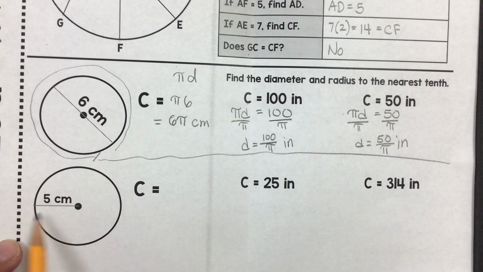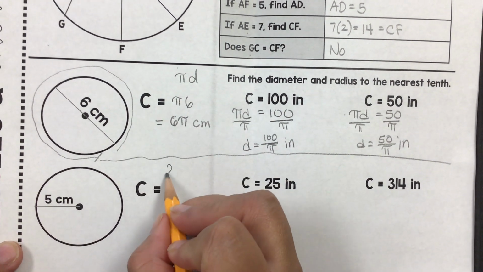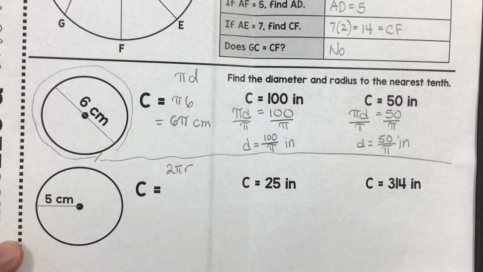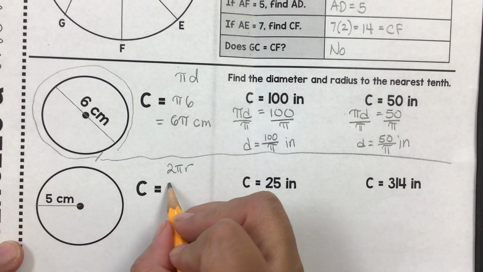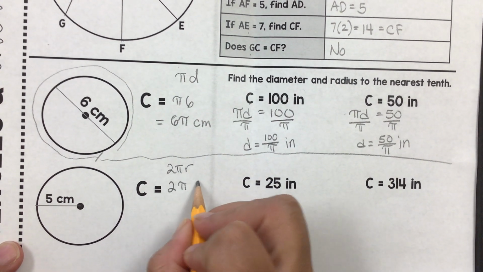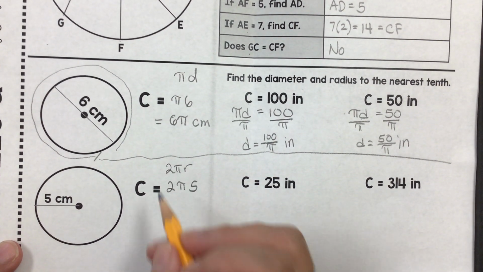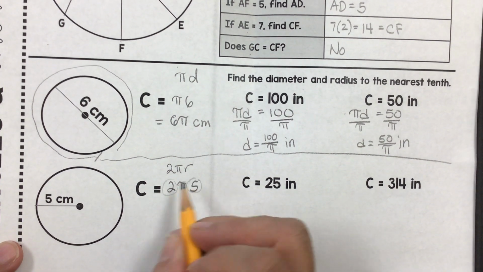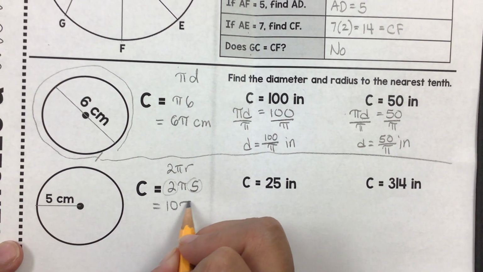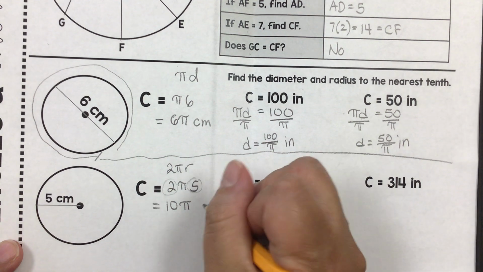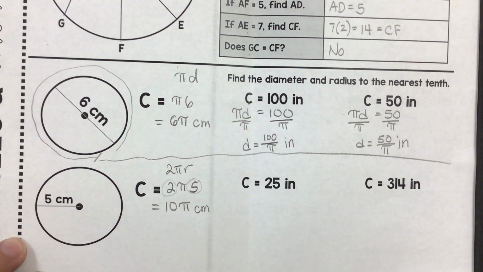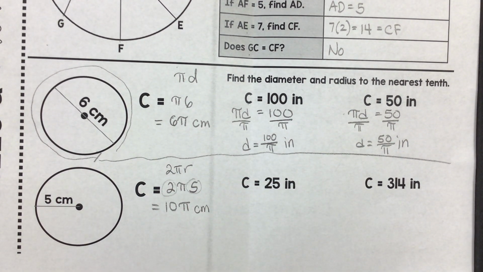How about if they give you the radius? Remember, this is 2 pi r. This means 2 pi times 5 for this example. You multiply these two numbers together, giving you 10 pi, and that's all I need. It is in centimeters. I do not need that decimal approximation.